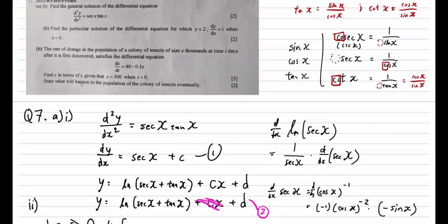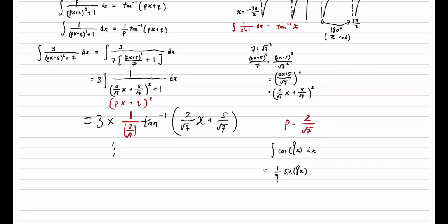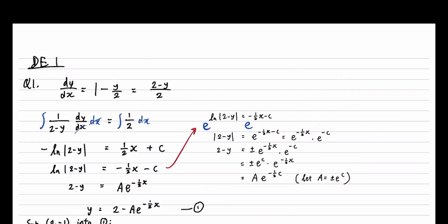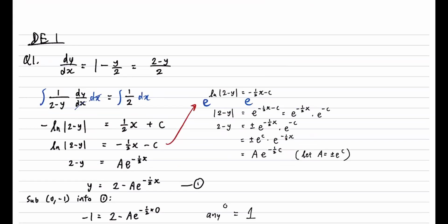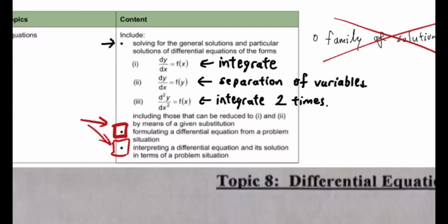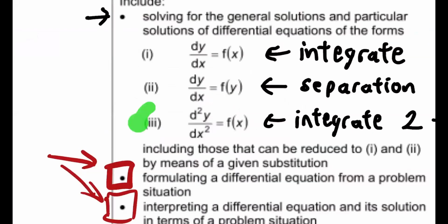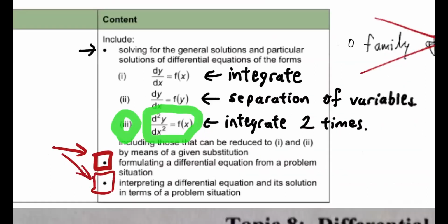So for dy by dx, you integrate. I just write down integrate. Then I get my secant x, plus c. Always check for the plus c. Now you have to integrate again to get your y. Remember this one, d2y by dx squared, is in the syllabus. Let's go back to the syllabus all the way at the beginning. This is part 3 now: d2y by dx squared equal to f(x), integrate 2 times.